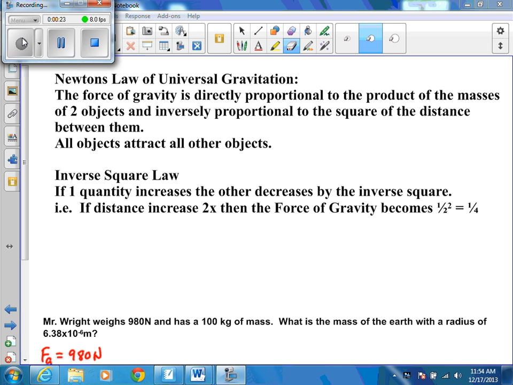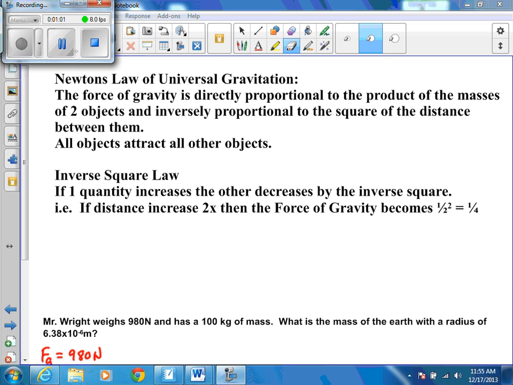And what it says is this, that the force of gravity is directly proportional to the product of the masses of 2 objects. So here's what that means. If I weigh more, that means Earth is going to attract me with gravity more. So if I weigh twice as much, what happens to my weight? It goes up, okay? By how much? Twice. So you have twice as much mass, you have twice as much weight. Okay? If the Earth was twice as massive, what would happen to my weight? It would go up by twice.